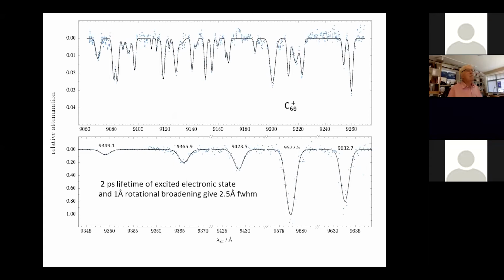I'm not putting any of the term values and stuff in here. That would take too much time and gets the whole thing a bit too complicated. So you note that these lines up at the top here are about an order of magnitude weaker than those down below here.